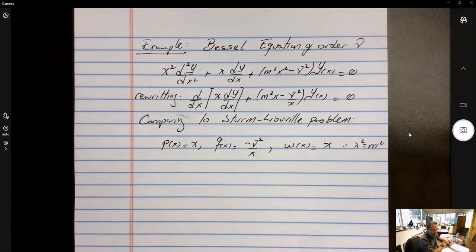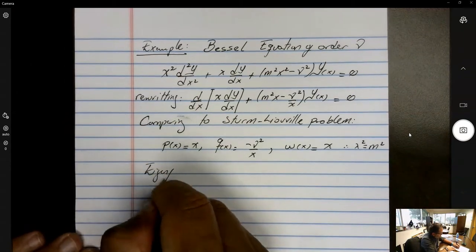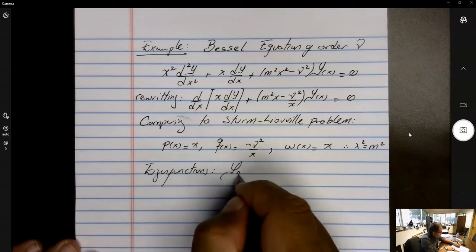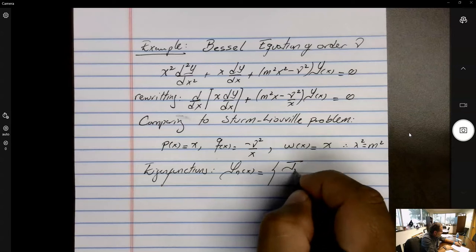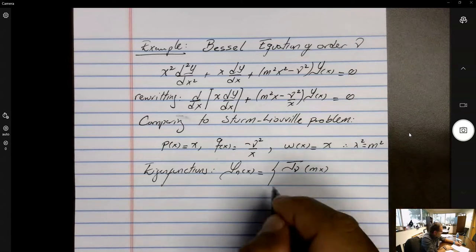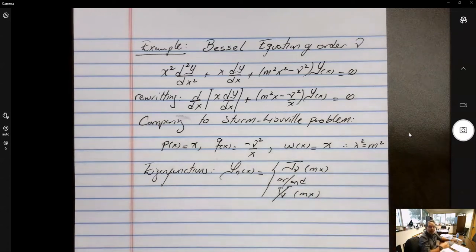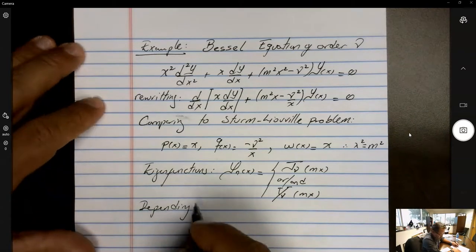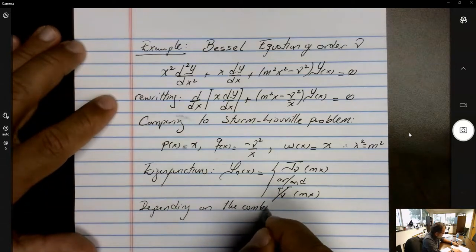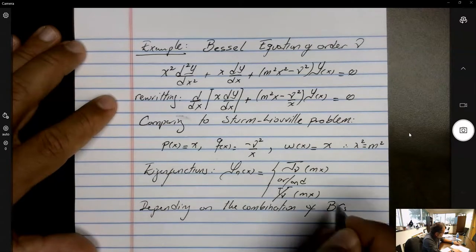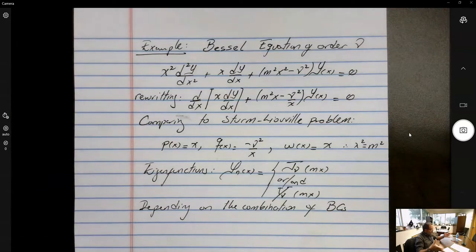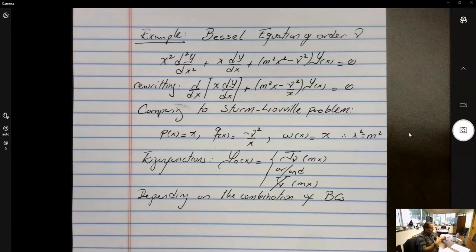In the Sturm-Liouville problem, we call it lambda instead of m. The eigenfunctions of this problem, xi n of x, are either the Bessel function of the first kind of order nu, or the Bessel function of the second kind of order nu. The same way that in the problem we just solved before, you would sometimes get the sine, sometimes the cosine, depending on the combination of boundary conditions, and sometimes a combination of the two.